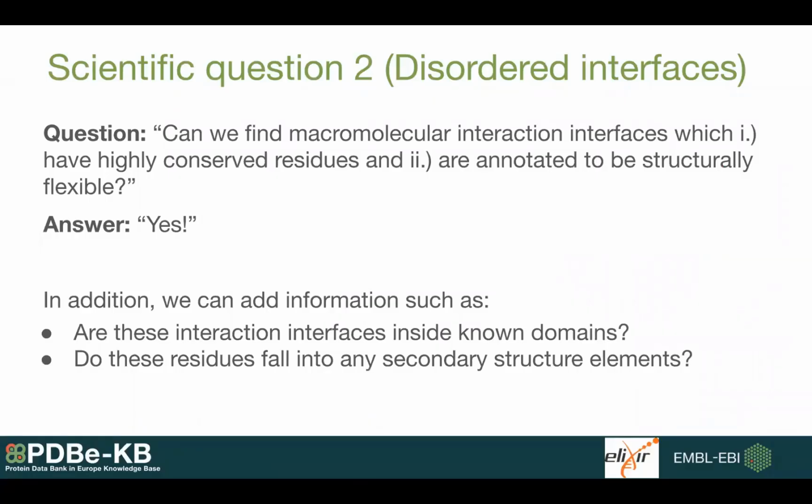Another example that we received was, can I find all the macromolecular interaction interfaces where the residues are both highly conserved, but also predicted to be structurally disordered or flexible? And again, yes, this is doable with the database. And in fact, you can add information like what domains are mapped to these residues, or do these residues fall into a specific type of secondary structure element?